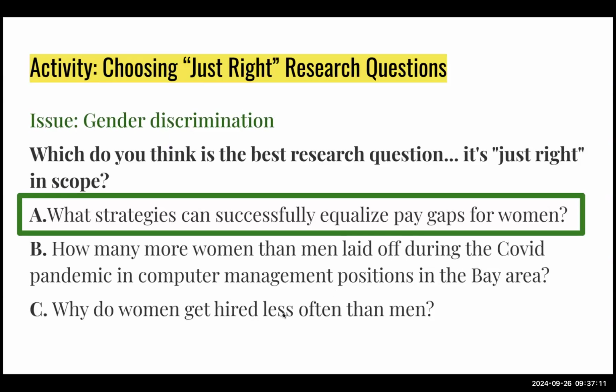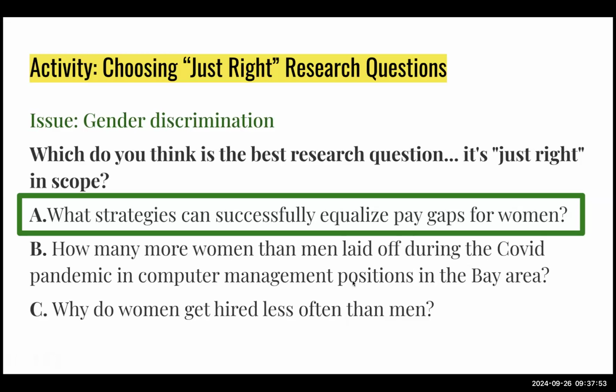C is too broad, right? Why do women get hired less often than men? Well, which women, right? Which men? In what industry? Are we talking about computer science? Are we talking about doctors? Where? In the United States, in Africa, in Europe, across the globe? Are we talking about a time period? So in the 1990s, are we talking about since 1965? This C is too broad. There's just too many aspects of this. We don't know which group of women they're talking about, in which industry they're getting hired, how they're getting hired, and then in what time period and location.